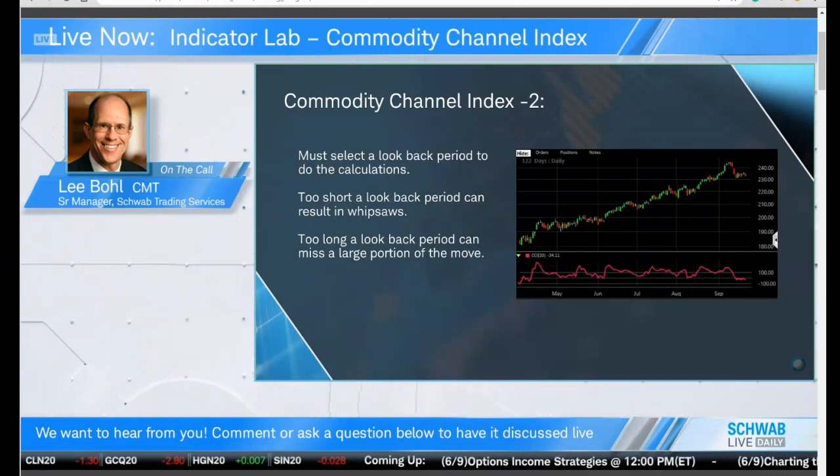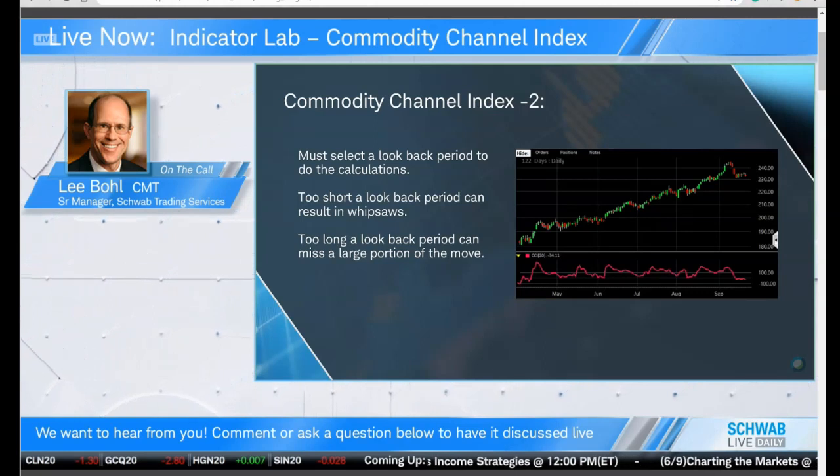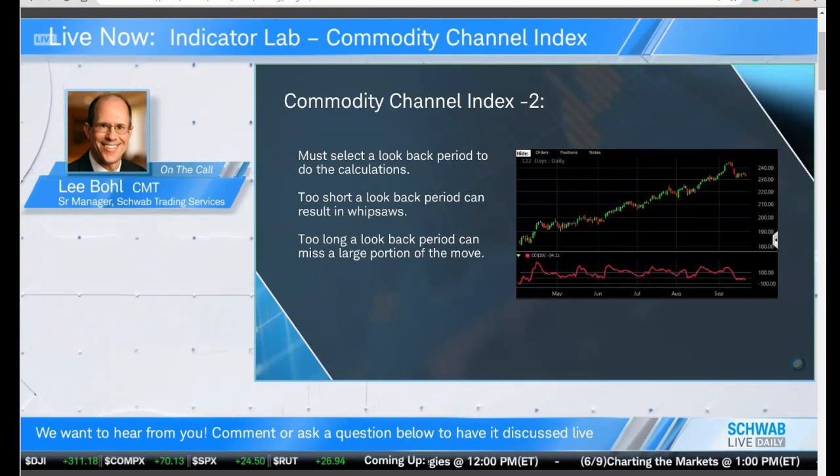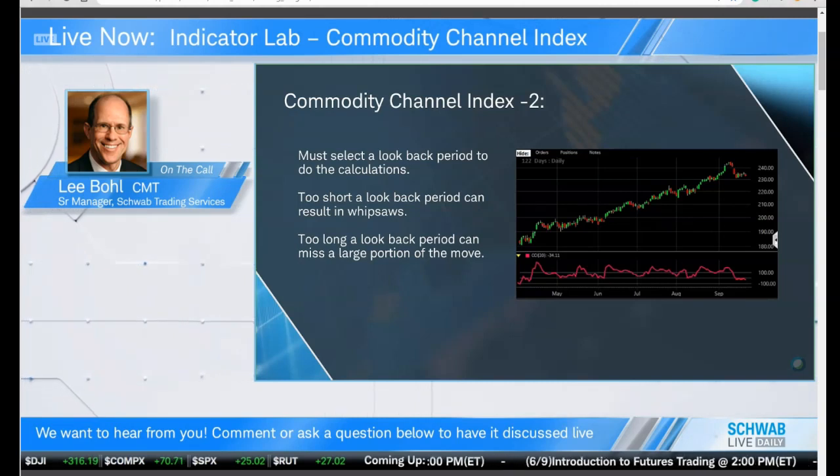Now, in order to figure out what the statistical mean price is, you've got to look back a certain number of periods. I say periods because you can use this indicator on daily charts, intraday charts, weekly charts, whatever you like to look at.